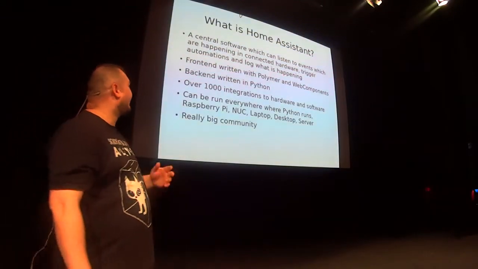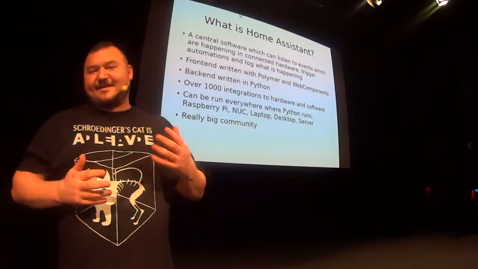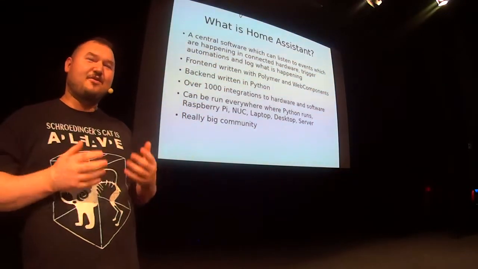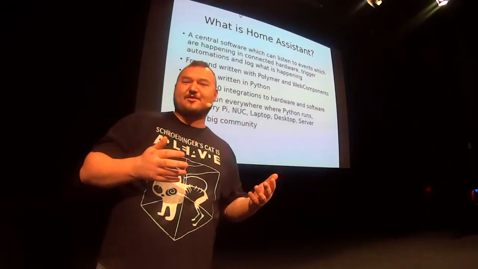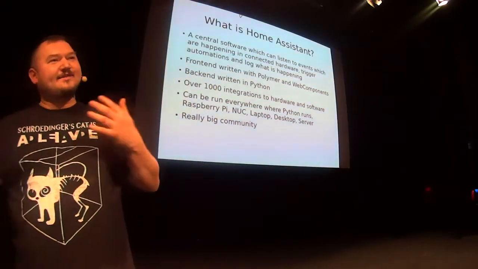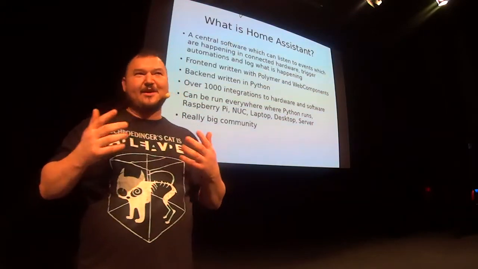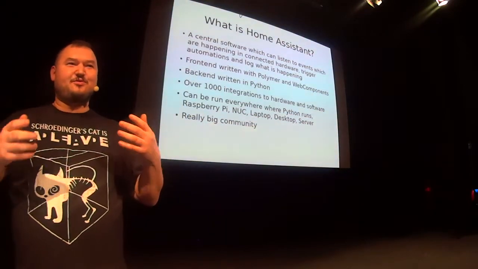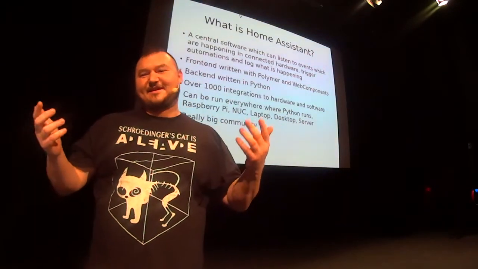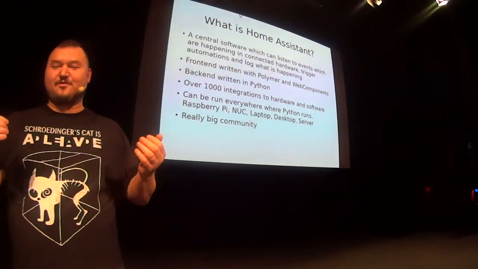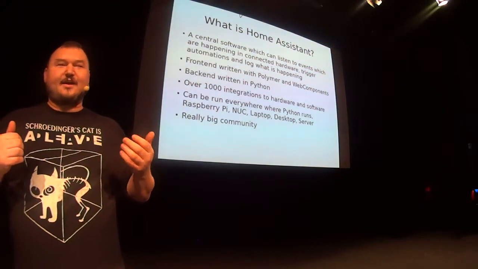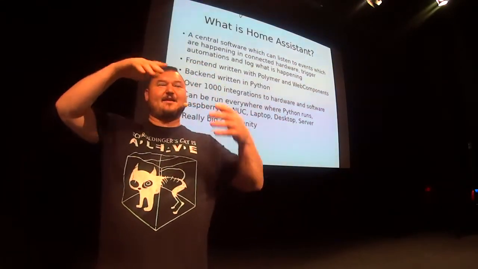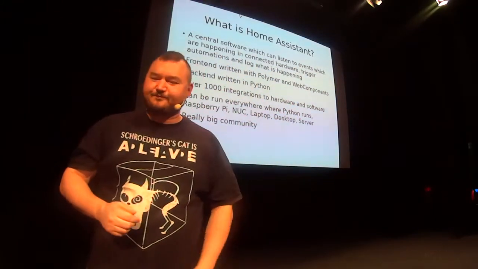So what is Home Assistant? It's a central software which you run on a device at your home. It doesn't need to be internet connected, but it can. It listens for events which are happening on different hardware, and then it triggers automations which you prepared, or programmed. You could call it programming almost. And also it logs everything that is happening, so you can go back in time and make graphs or whatever.